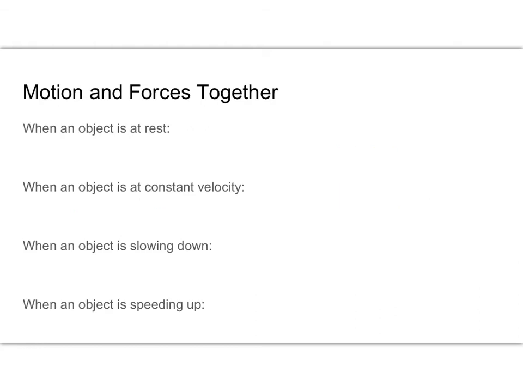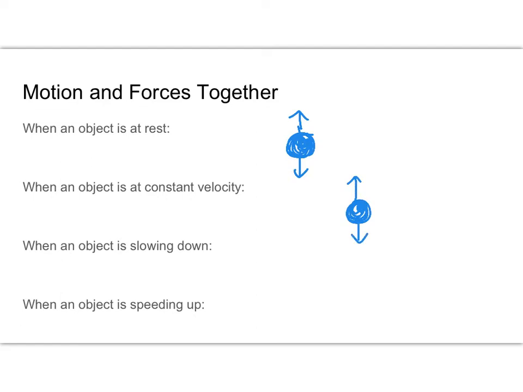Okay, so if we think about motion and forces, they are really closely tied. So a lot of the standards we had from last unit are going to come back in this unit. So for motion and forces together, we have a few different situations. First, if an object is at rest, that means all the forces on an object are equal. Now, if we have an object at a constant velocity, we actually have the same free body diagram.